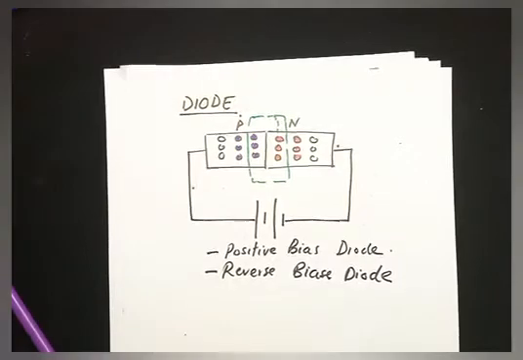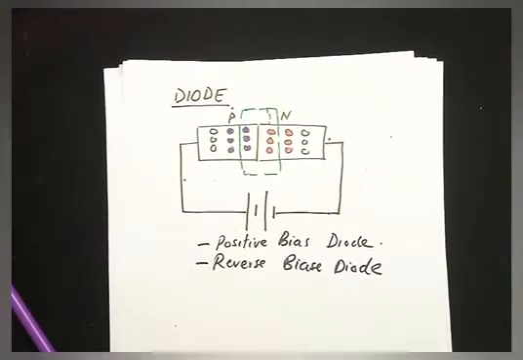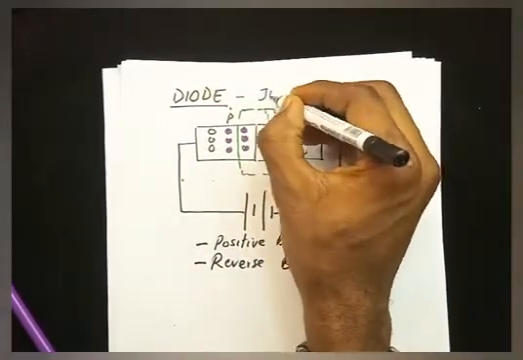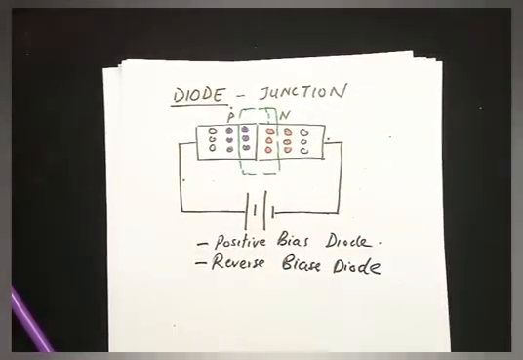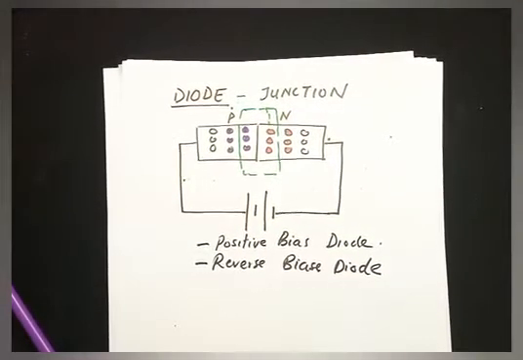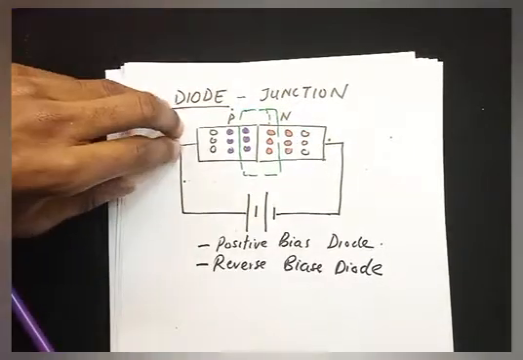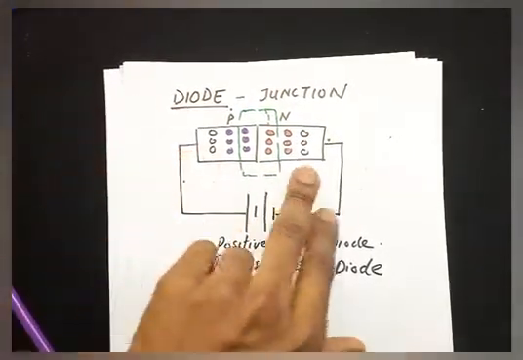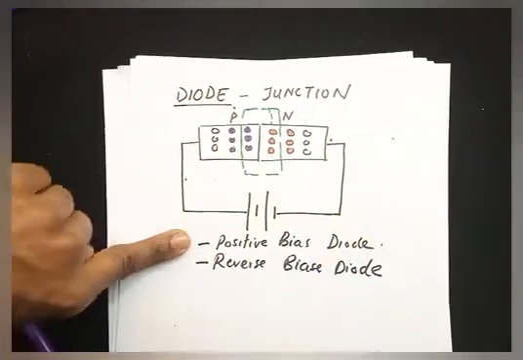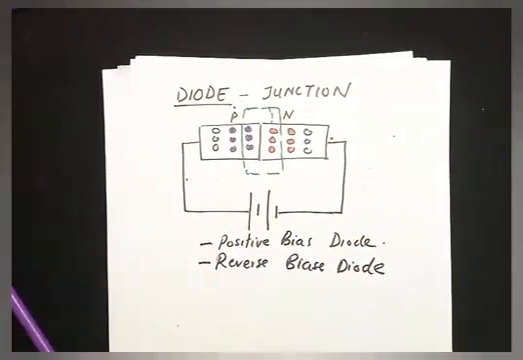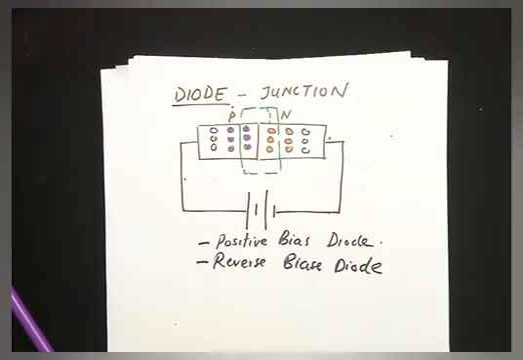Diodes are sometimes also called junction diodes. So in your exam, you can be asked to write a short note on junction diodes. In that situation, you say this is formed when a p-type and an n-type semiconductor are united and charges are placed across them. They can either be a positive bias or a reverse bias diode.